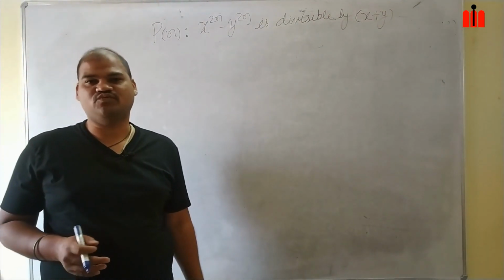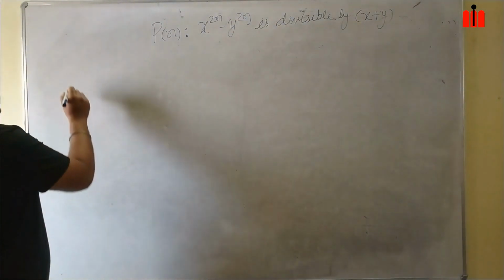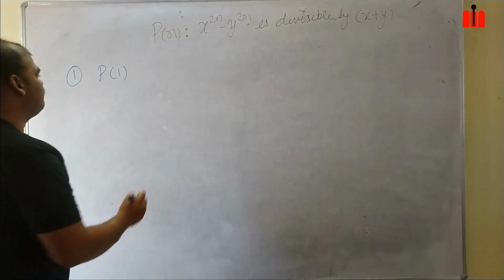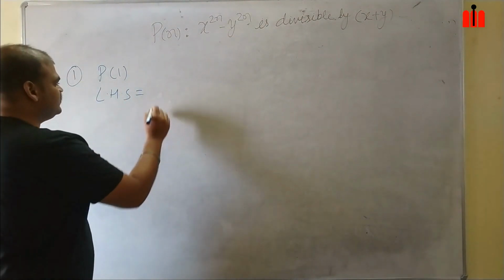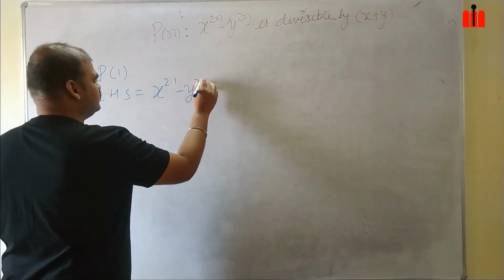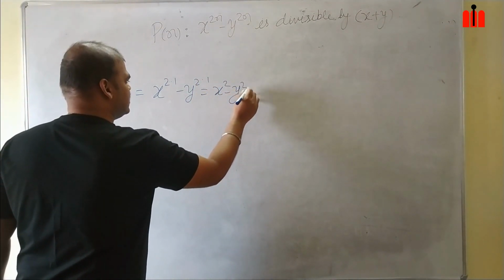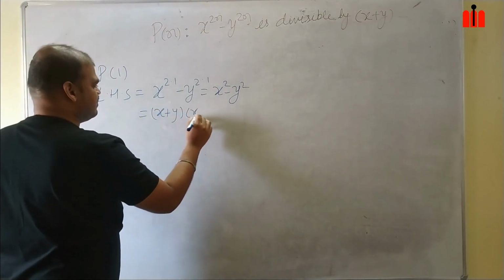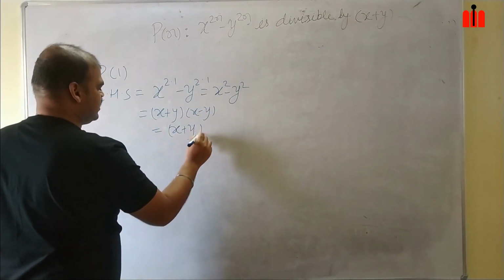Here it is, x plus y, k, right? Okay, so let's get started. My first step is to check P1. For my P1, my L.H.S will be x to the power of 2 into 1 minus y to the power of 2 into 1. So this is nothing but x square minus y square. So it will be x plus y, x minus y. So this is x plus y k.